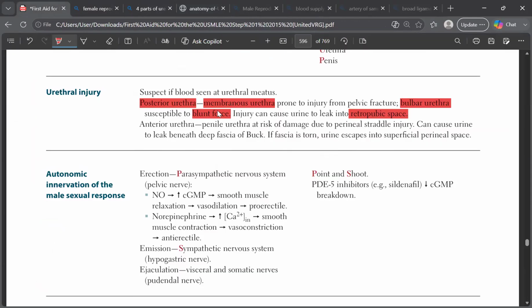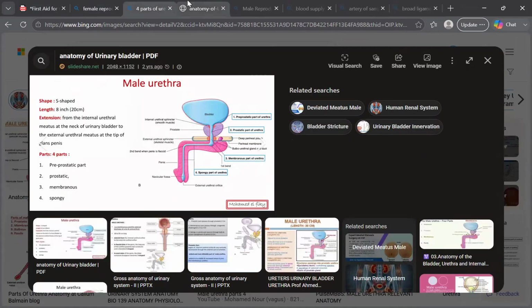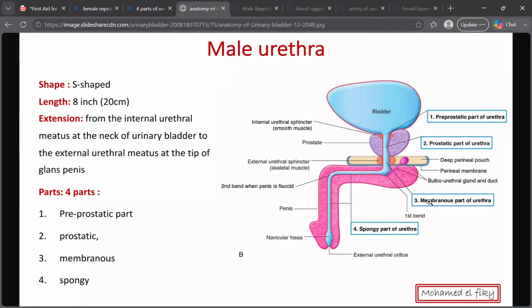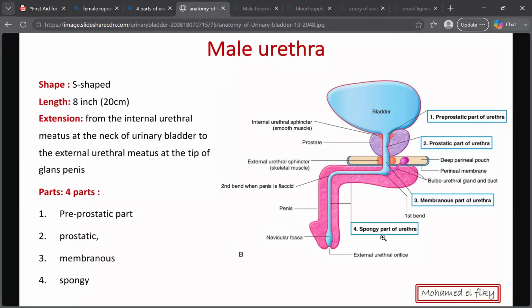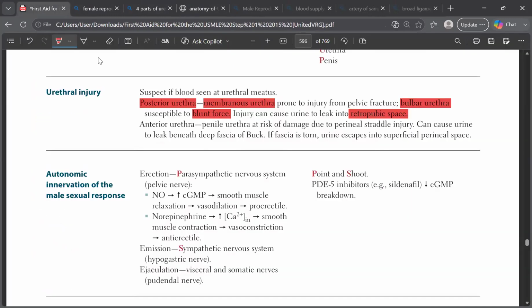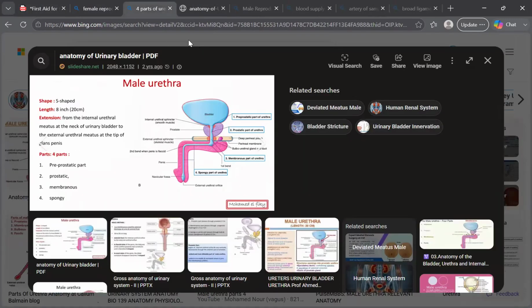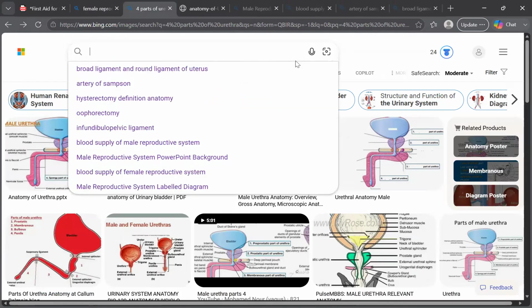So what they're saying is, in posterior urethral injuries, the membranous urethra is prone to injury from pelvic fracture, this part. And the bulbar urethra is susceptible to blunt force. So this part is susceptible to blunt force, and injury can cause urine to leak into the retropubic space, which is the space behind the, wait, I'll search that as well. Retropubic space.